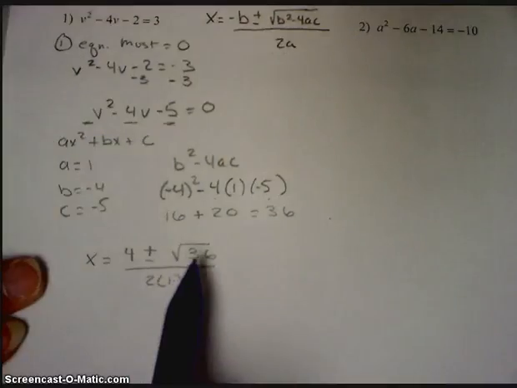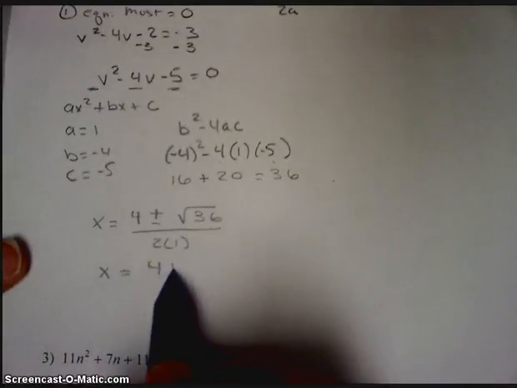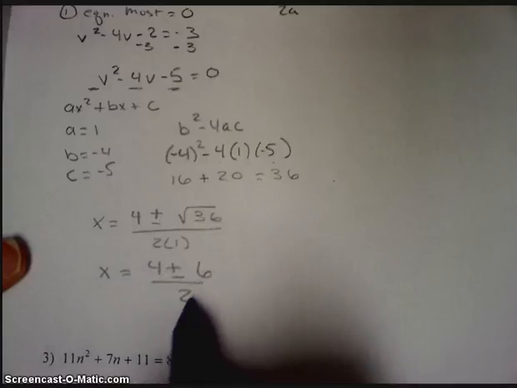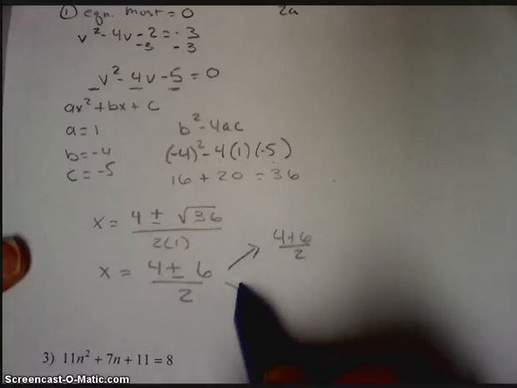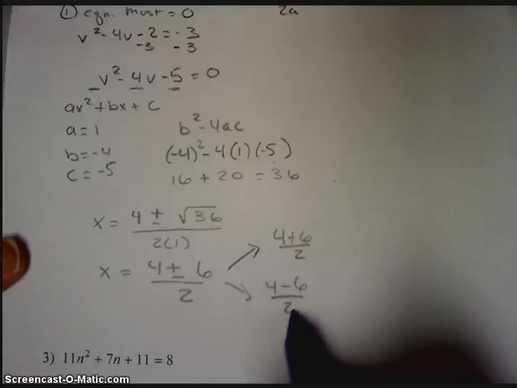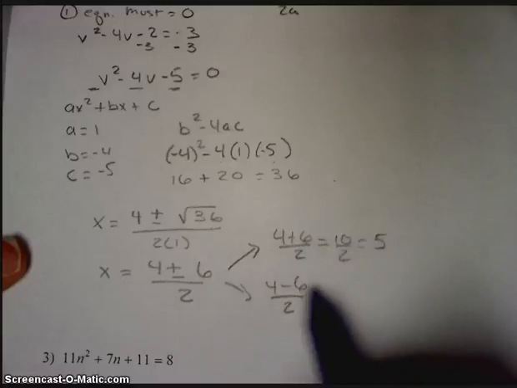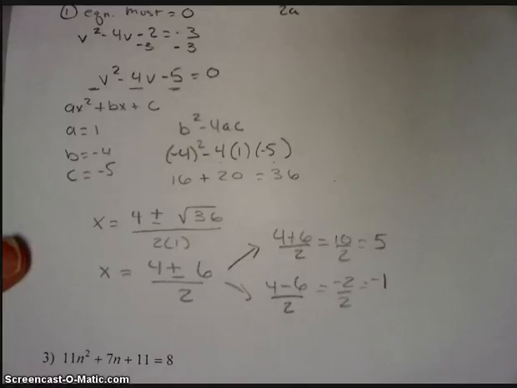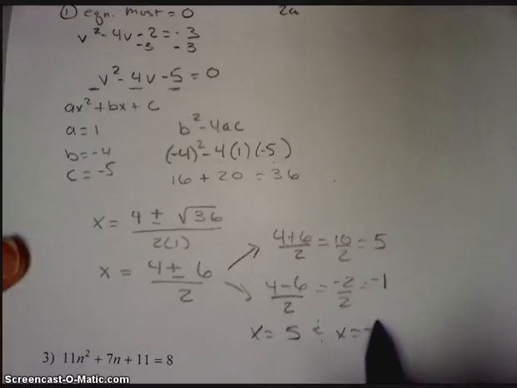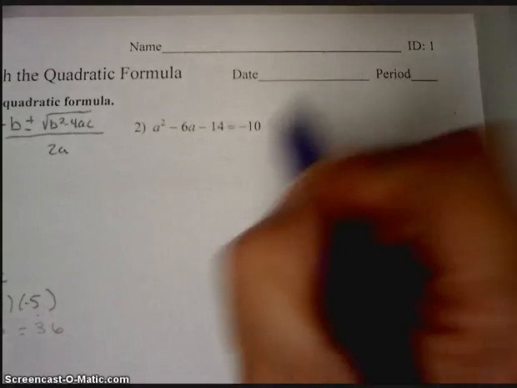In this case, 36 is a perfect square. So my x is going to equal 4 plus or minus 6 all over 2. This is when we do two equations: 4 plus 6 and divide by 2, and 4 minus 6 and divide by 2. 4 plus 6 is 10 over 2, so that's 5. And 4 minus 6 is negative 2 over 2, which is negative 1. So x is going to equal 5, and x is going to equal negative 1.